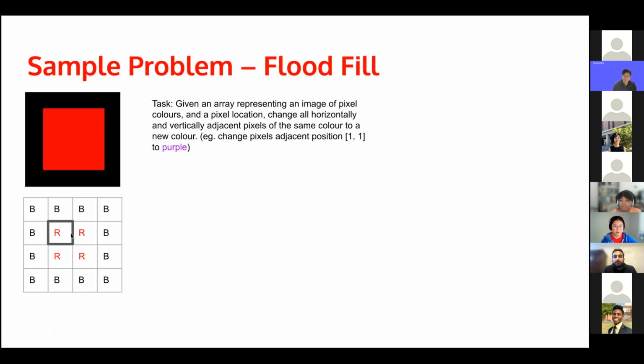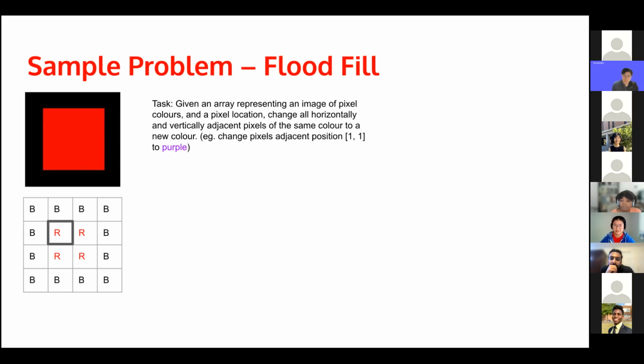So basically I want to replace all the red pixels with purple. And this is called flood fill because in a lot of image editing software, you have a tool where you can pick a color and then click on a pixel, and it'll change that pixel and all its surrounding pixels of the same color to your new color.